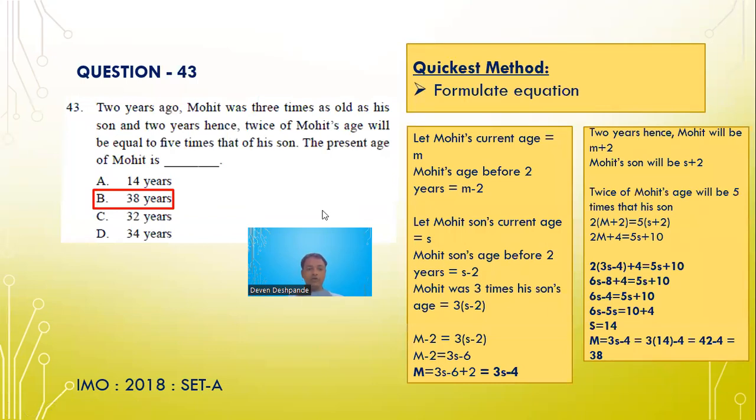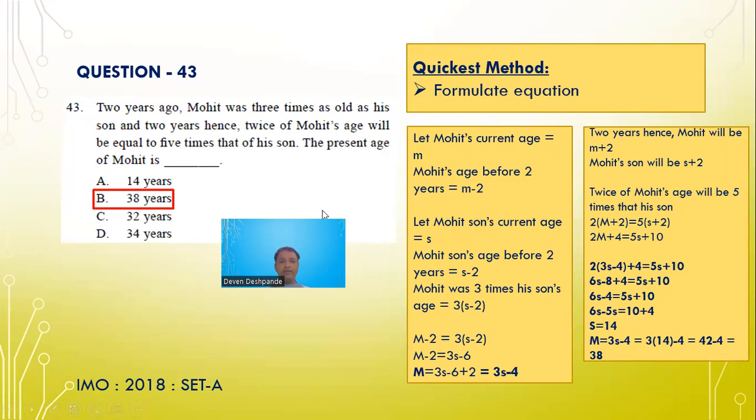Okay. 2 years ago, Mohit was 3 times as old as his son. And 2 years hence, twice of Mohit's age will be equal to 5 times that of his son. The present age of Mohit is? So let Mohit's current age be M. So Mohit's age before 2 years will be M minus 2, isn't it?